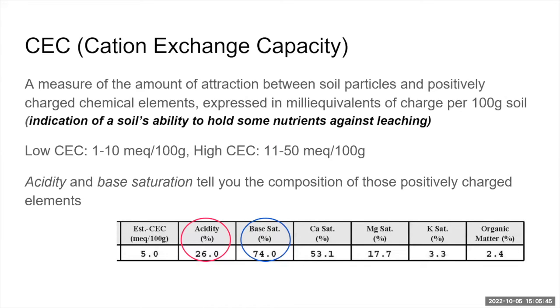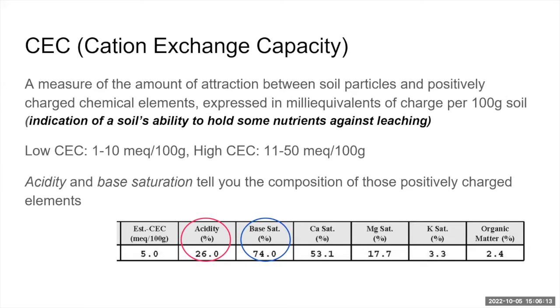Then we also have acidity and base saturation right next to CEC on that soil test report. So if CEC is telling you how much capacity there is, how many cations you can hold with your soil, acidity and base saturation are telling you the composition of those cations. So how many of them are acid-causing cations and how many of them are basic cations.